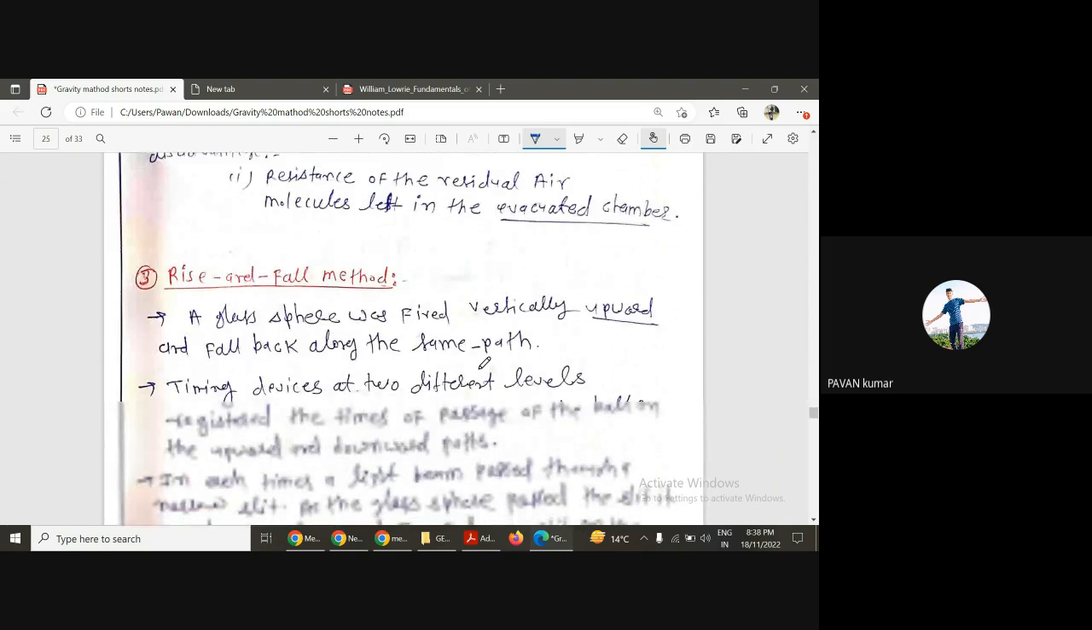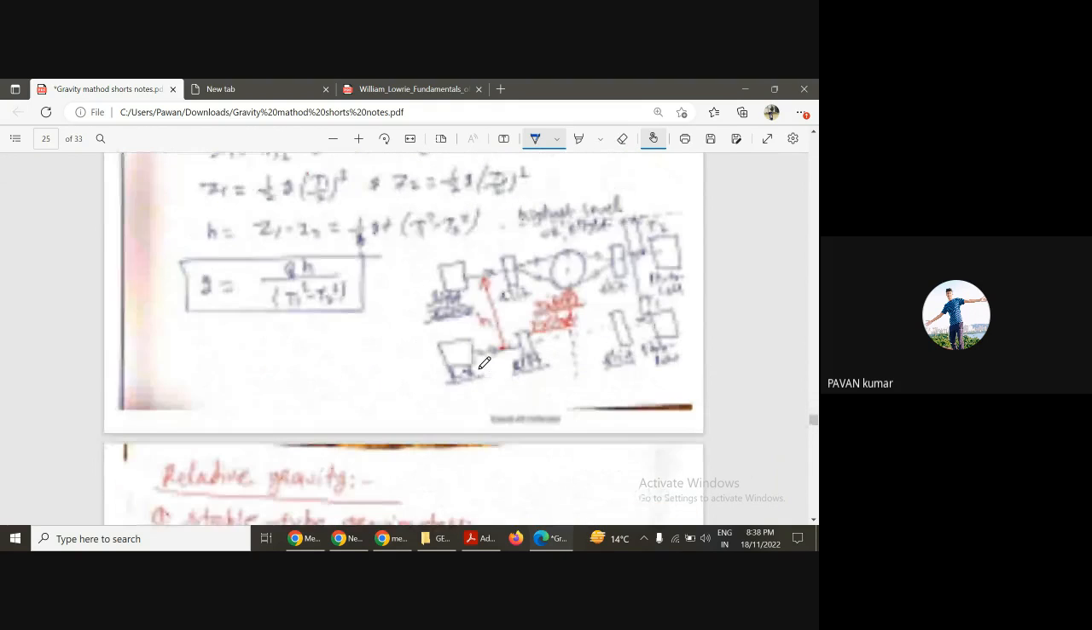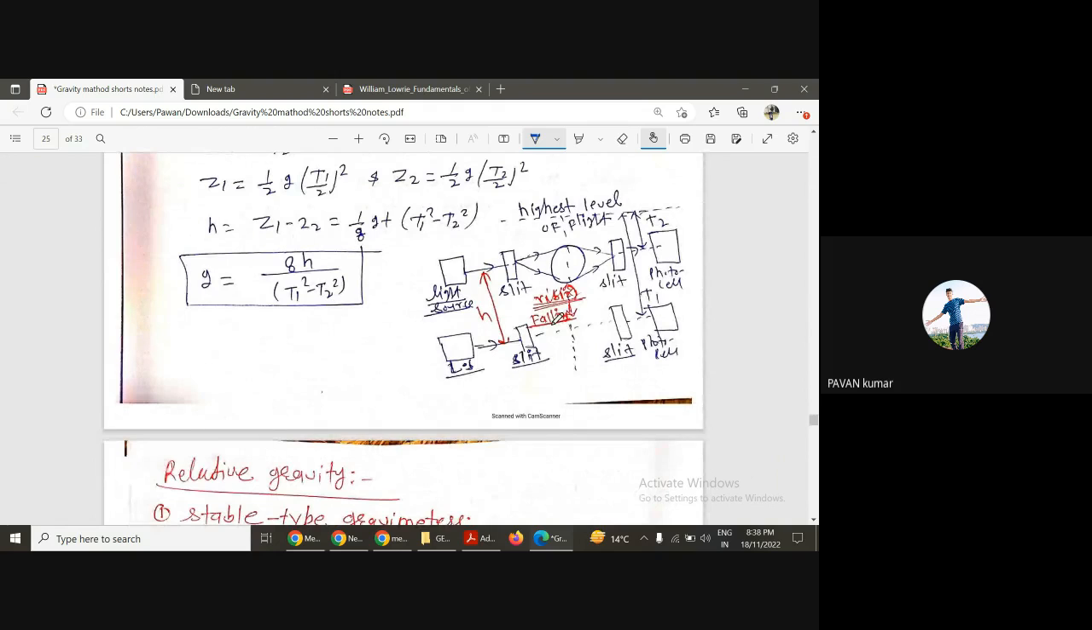And the fourth one is the rise and fall method. In this particular method, we use a glass sphere and two sources, S1 and S2, and we obtain the two slits. By measuring the time period it takes to fall and pass through source one and pass through source two, measuring the time period for both S1 and S2, and putting the values in this formula, we obtain the gravity at a particular point. So these are the instruments for measuring absolute gravity at a particular location.